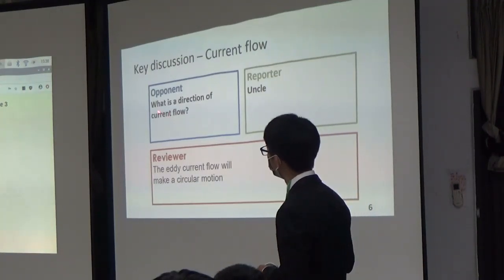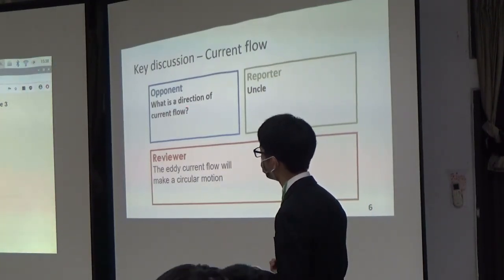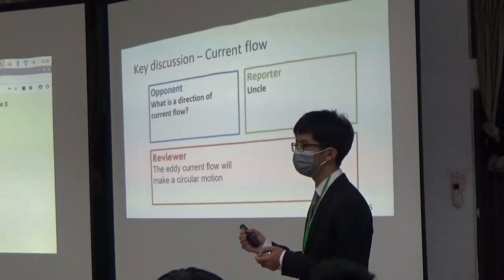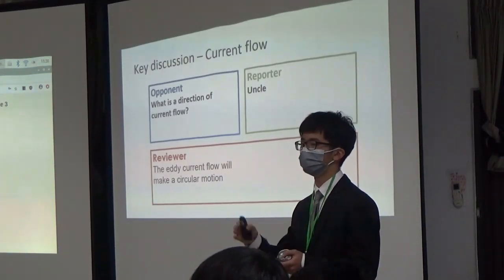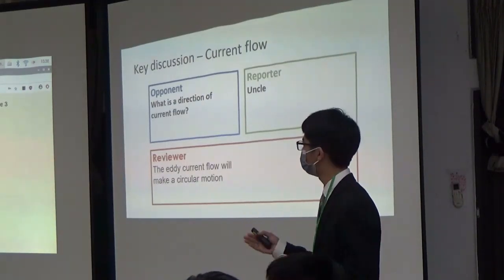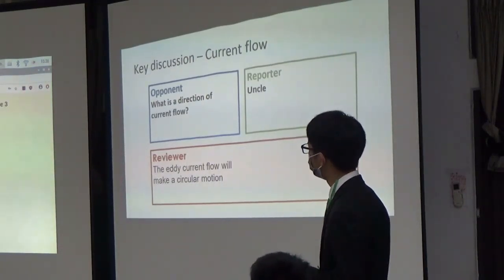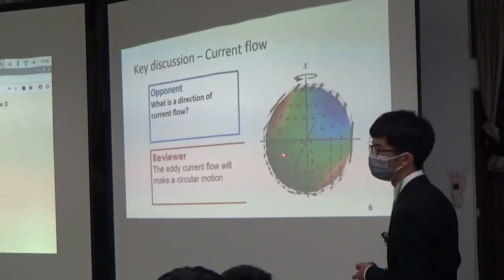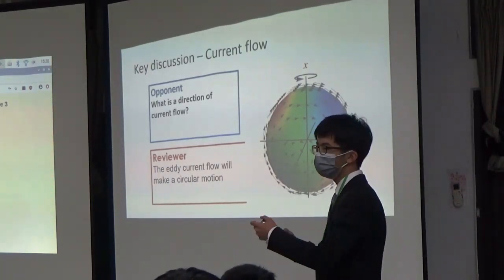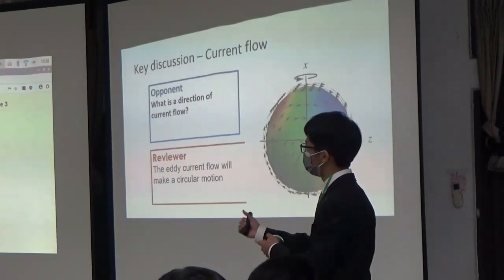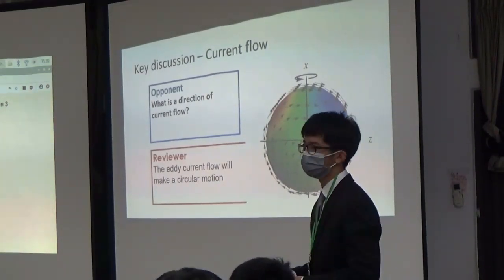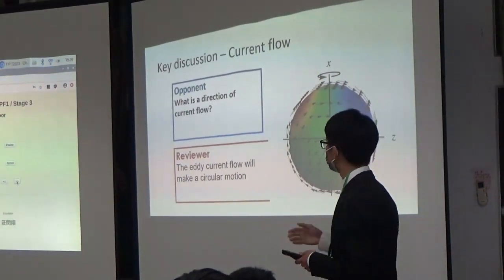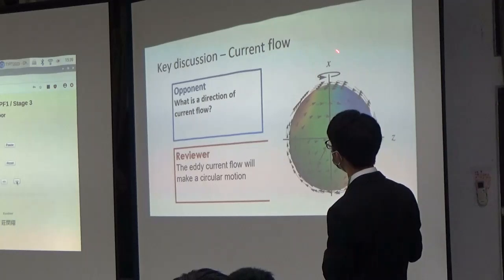And the opponent asked what is the direction of the current flow, and the reporter didn't give a clear direction of the current flow. However, the reviewer believed that the eddy current will make a circular motion here. So with the magnetic field flux going through the sphere, it will create a Lorentz force this way, which is opposite the rotating direction.